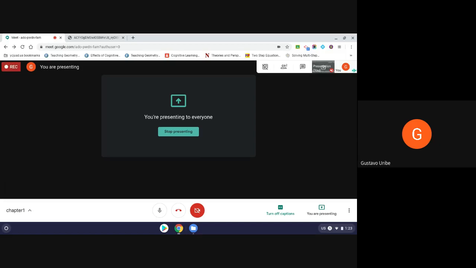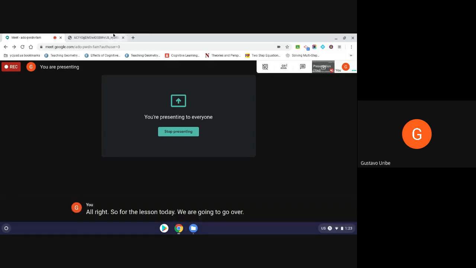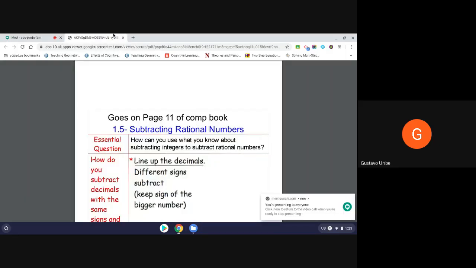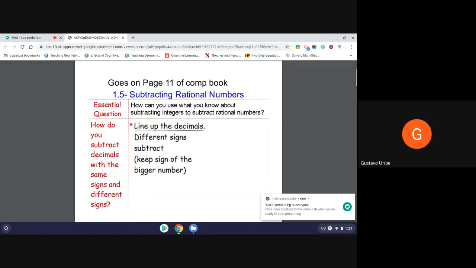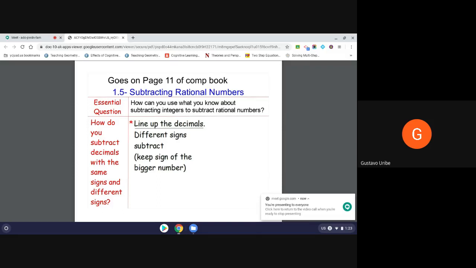All right, so for the lesson today, we are going to go over chapter 1.5, subtracting rational numbers. Your essential question is, how can you use what you know about subtracting integers to subtract rational numbers?